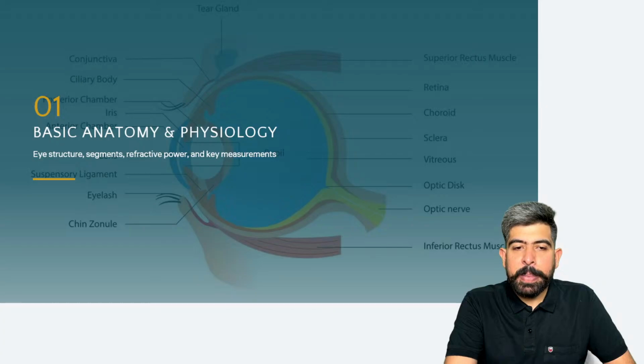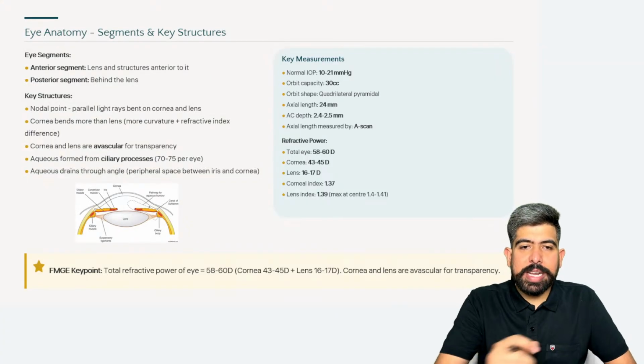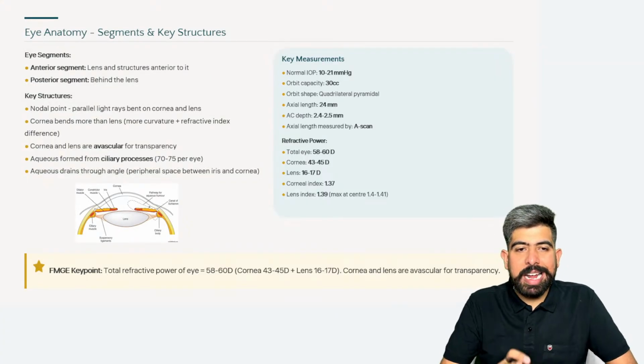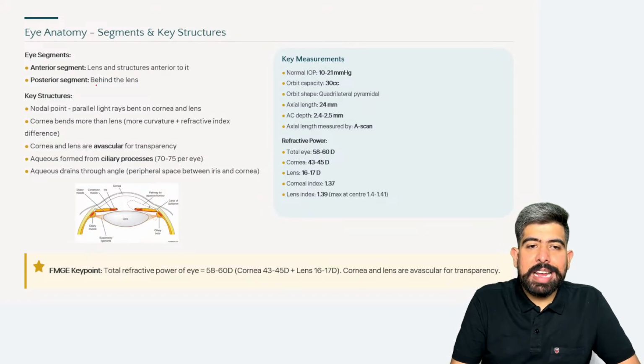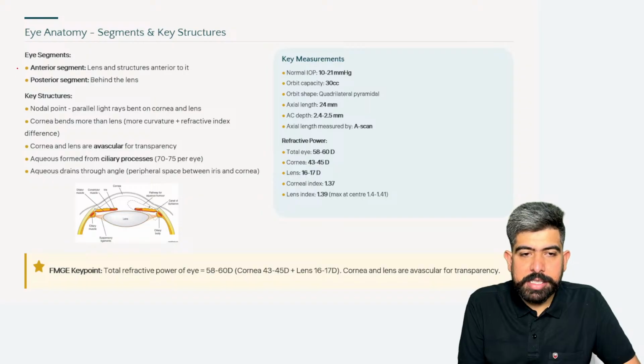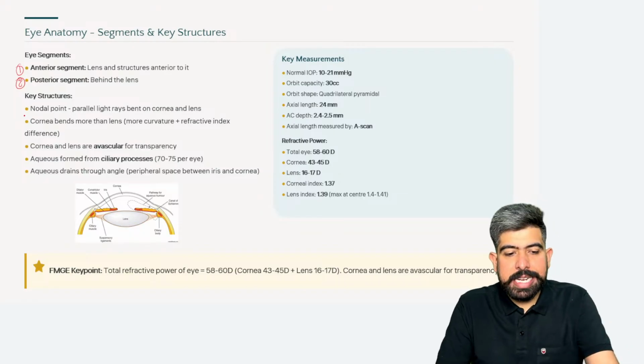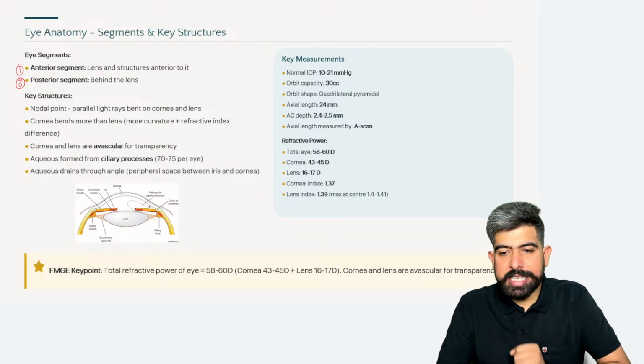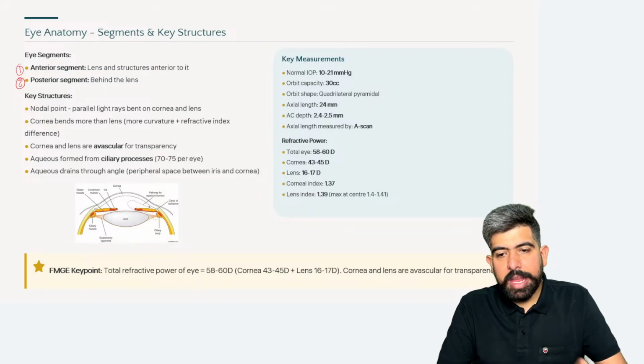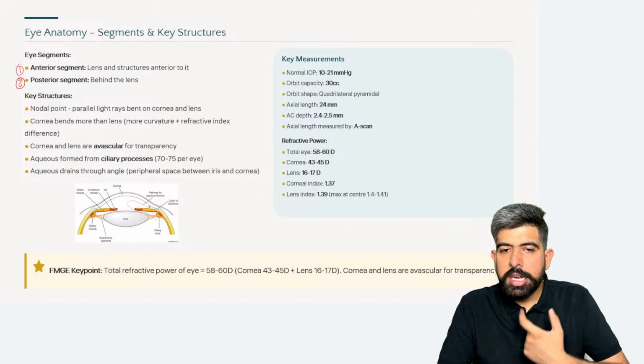Starting with the basic anatomy and physiology of the eye. As you know very well, the eye is divided into two segments. What are those two segments? The first is the anterior segment, and the second is the posterior segment.